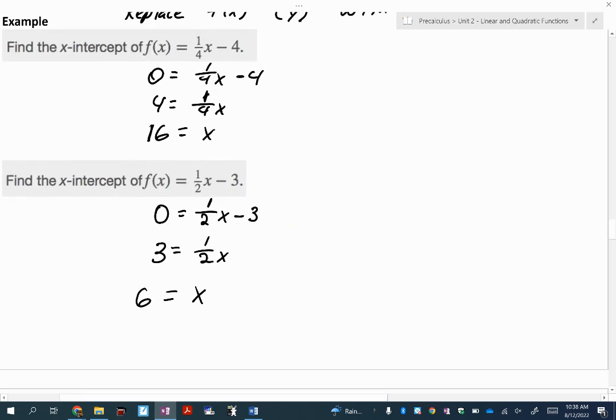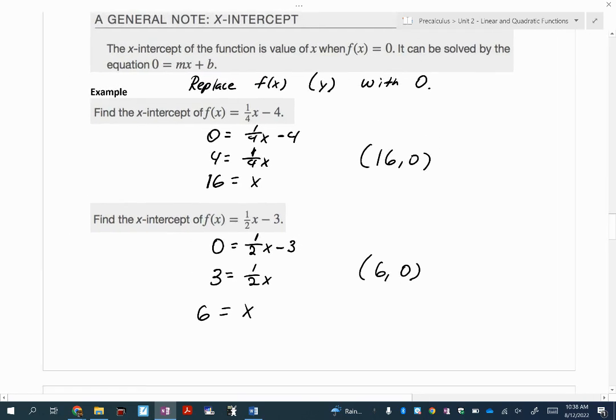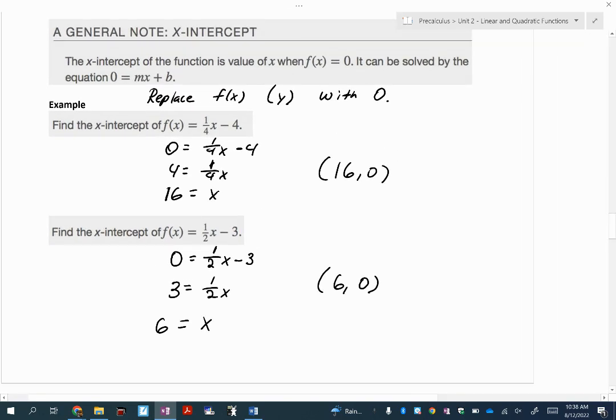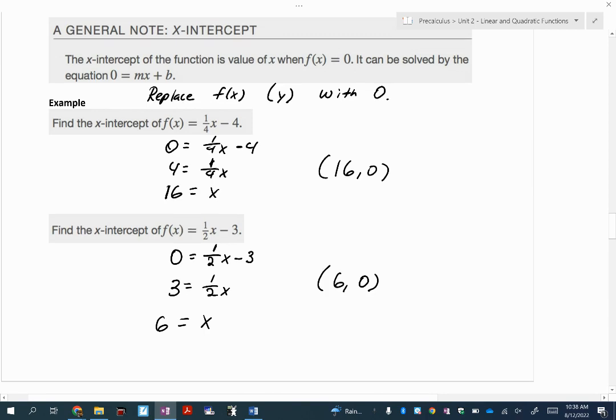I guess I should write, just so you understand, these ordered pairs would have the x values 16 and 6, and the y value is 0. So it would be on the x-axis, right? It intercepts the x-axis. That's why it's called an x-intercept.